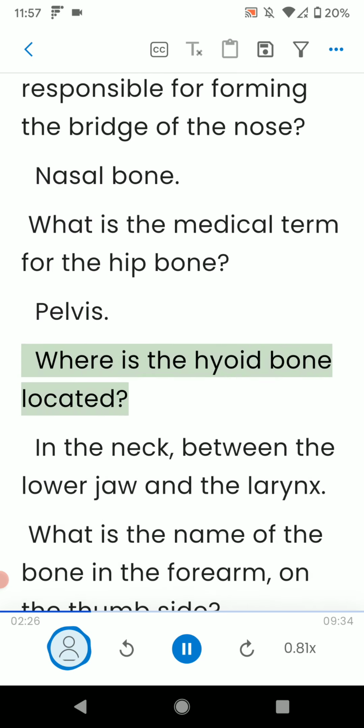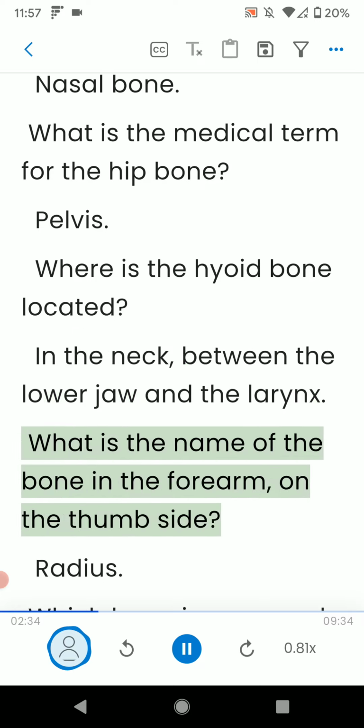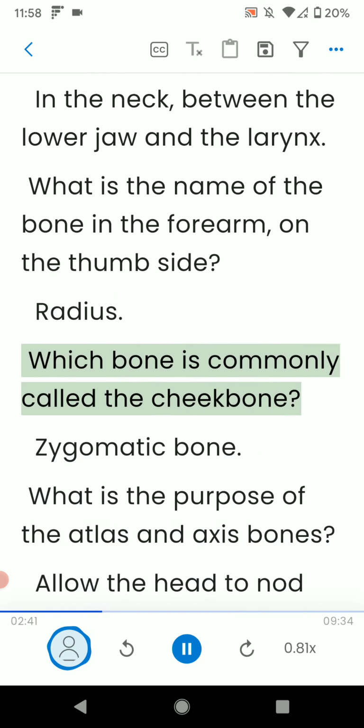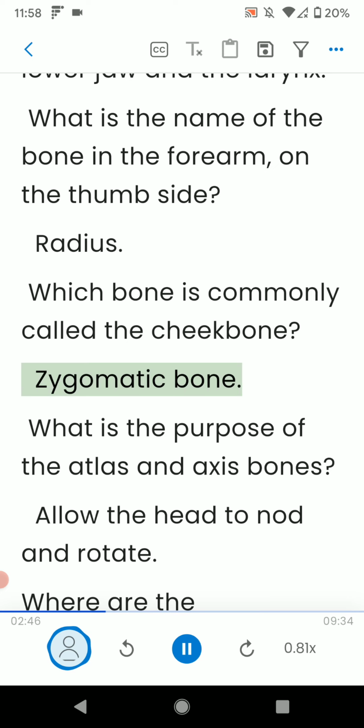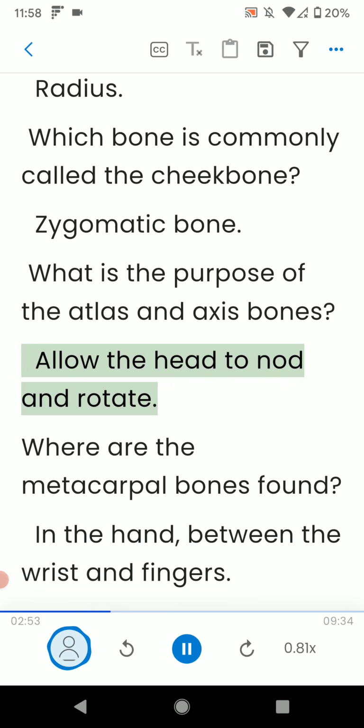Pelvis. Where is the hyoid bone located? In the neck, between the lower jaw and the larynx. What is the name of the bone in the forearm, on the thumb side? Radius. Which bone is commonly called the cheekbone? Zygomatic bone. What is the purpose of the atlas and axis bones? Allow the head to nod and rotate.